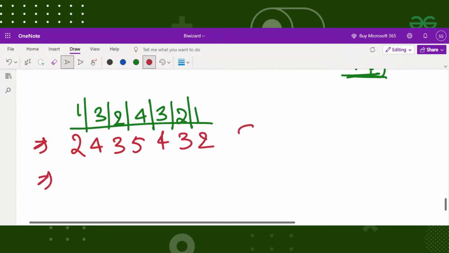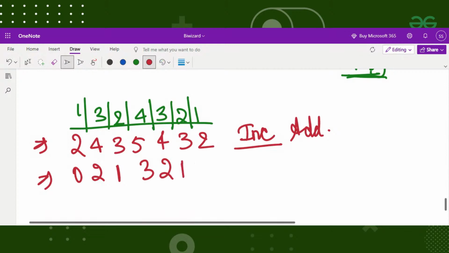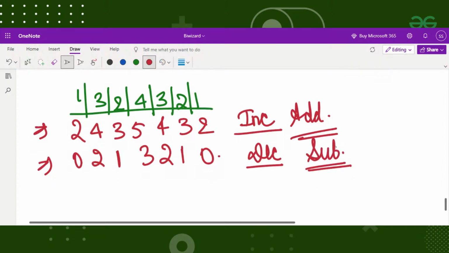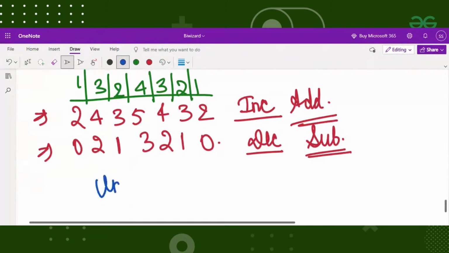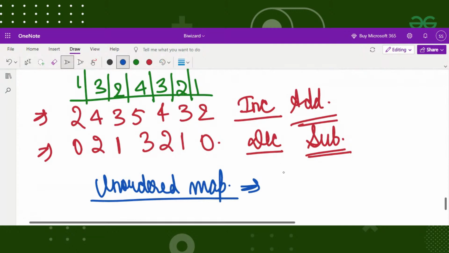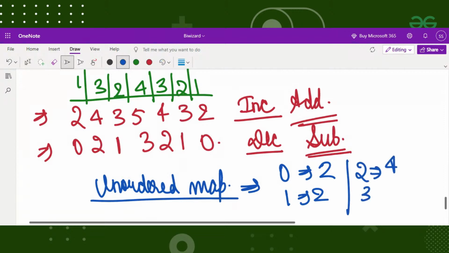This is for the increment. If I do the subtract operation, I will have 0 2 1 3 2 1 0. This is for the decrement operation. Now I'm using an unordered map here, and if I update the counts: how many times did I receive 0? 2 times. How many times 1? 2 times. How many times 2? 4. How many times 3? 3 times. And so on, 4 and 5 are occurring 2 and 1 times respectively. So 2 is occurring the maximum number of times, and that is going to be the answer.